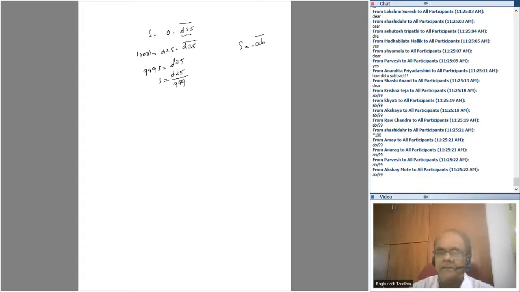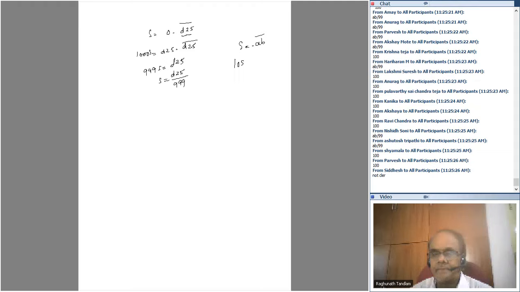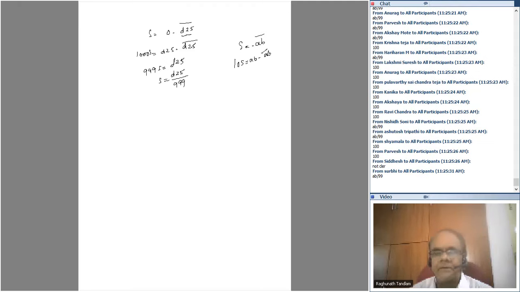Somebody asked me, how do I subtract? I'm coming, Sudesh. When I subtract, what will happen? 100 S minus S is 99 S. AB dot AB bar minus AB bar gets cancelled, leaving AB. What is S? AB by 99. Are we clear? Are you clear with this?